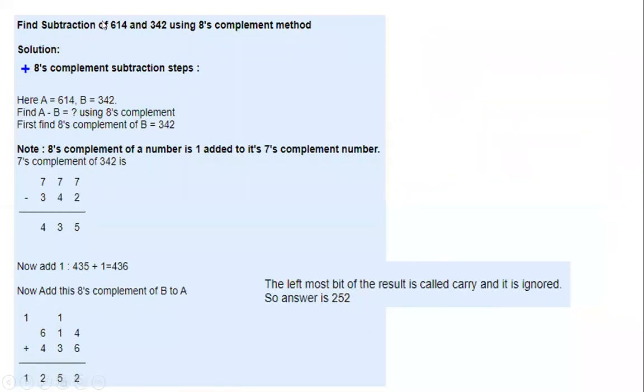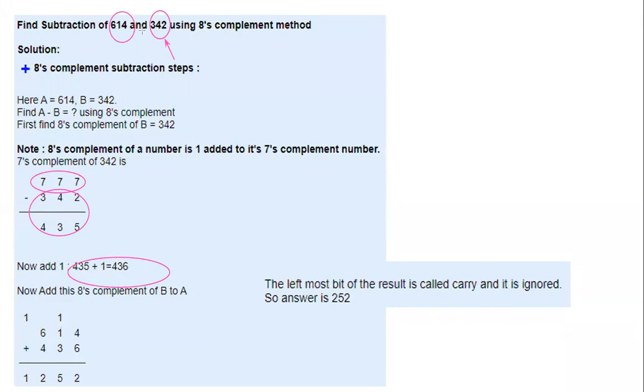So the next number, you can see clearly over here, A is greater than B. So A is this number, B is this number. What do we have to do? First we have to find the 8's complement of this number. How do I find the 8's complement of this number? First find the 7's complement. So I'm finding the 7's complement of B. Then I'm adding a 1, which will give you the 8's complement.